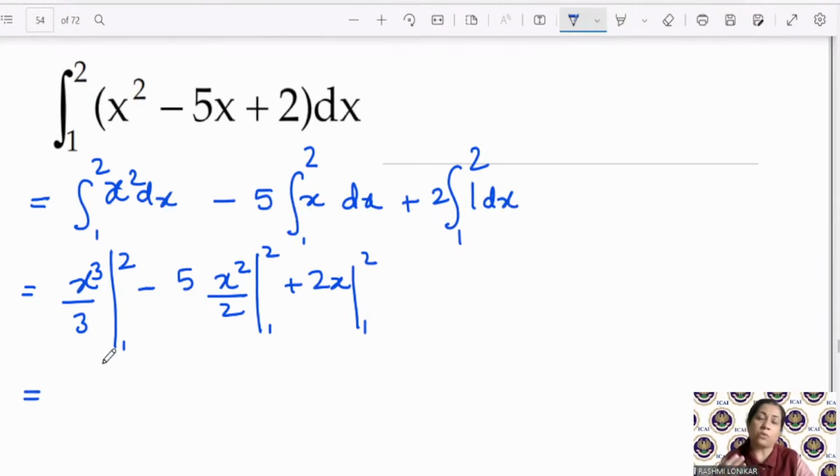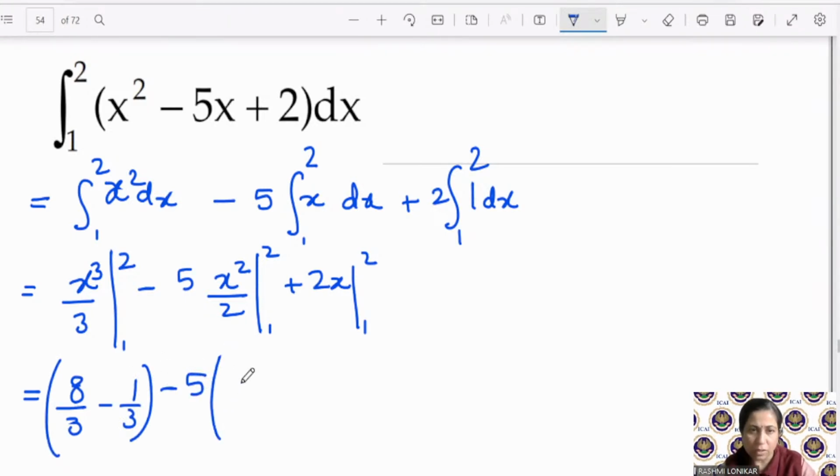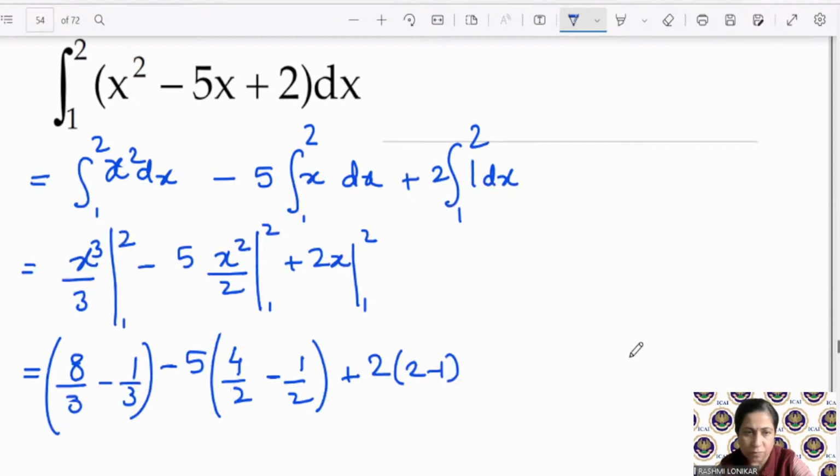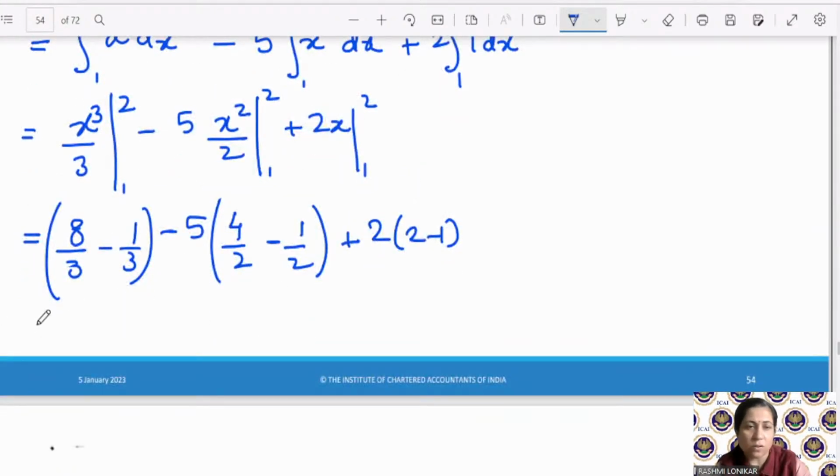So what I will do, I will write this. How much is this? 2 raised to 3 is 8, so 8 upon 3 minus, when I substitute 1 over here, 1 cube upon 3 is 1 by 3. Then minus 5 times, x square, 2 square is 4, so 4 upon 2 minus 1 upon 2, plus 2 into 2 minus 1. Now, if I solve this, how much do I get?